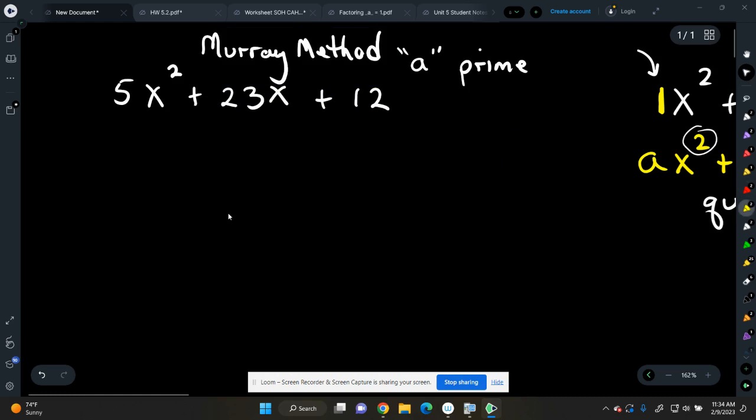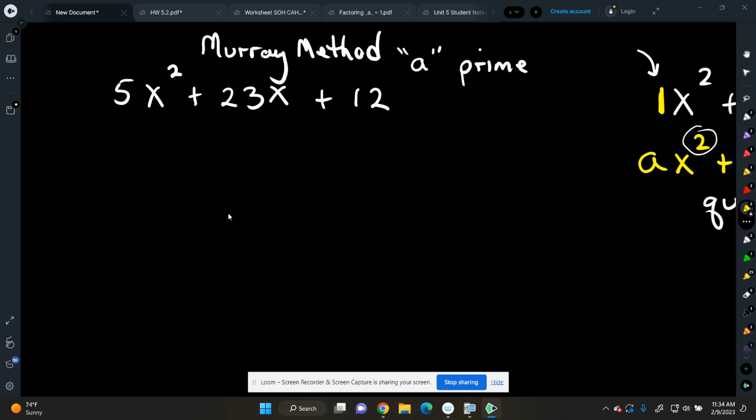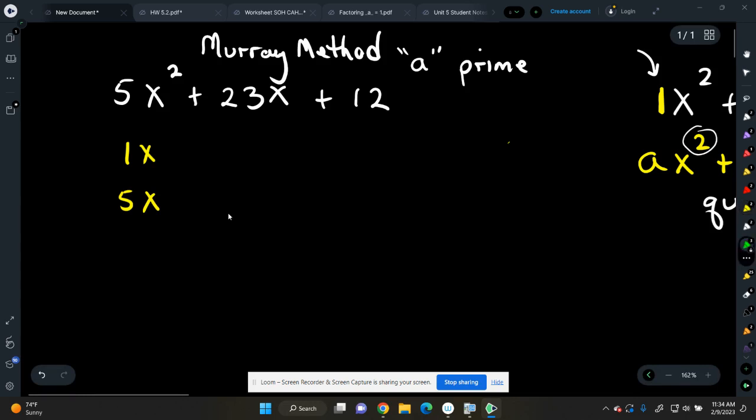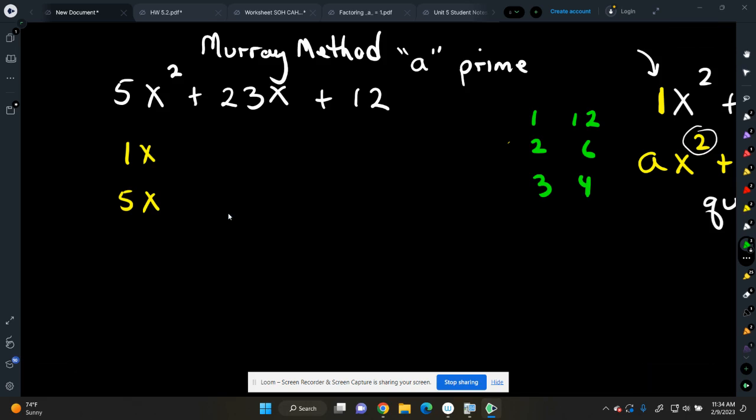Okay, so now what we're going to do is factor the 5x squared. So how do we factor 5? 1 and 5. So we're going to do 1x and 5x. 1x times 5x equals 5x squared. And then we're going to factor the 12. So before I do that, I'm just going to list off to the side the factors of 12. I've got 1 and 12, 2 and 6, 3 and 4. Those are the factors. Sometimes that list is really long.